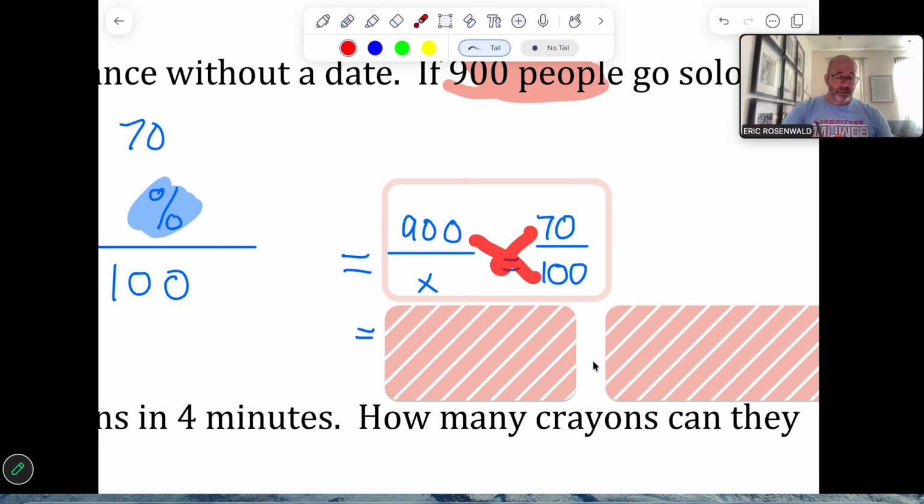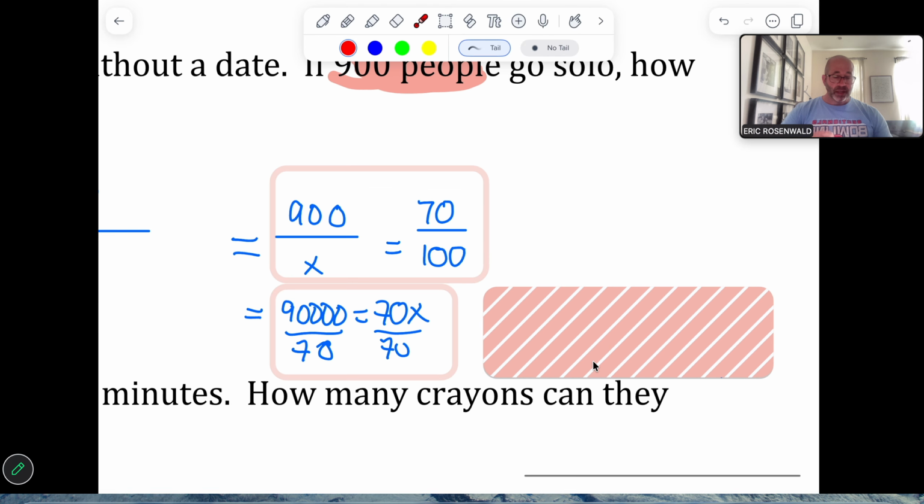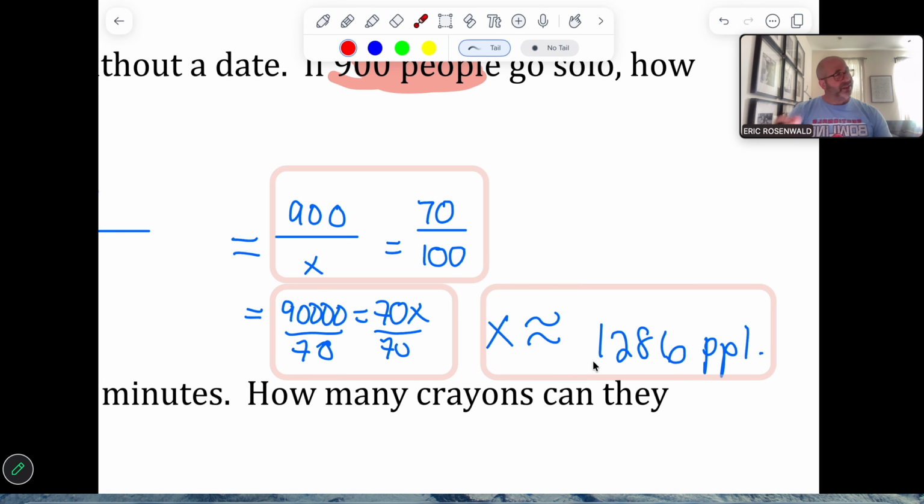Now to solve these problems, remember what you're going to do. You always just cross multiply. This goes back to algebra 1 right here. Cross multiply, we get 90,000 is equal to 70x. Divide both sides by 70, and we end up with approximately, we get a decimal, it's like 1,285 point something. We don't really have portions of people, so we go ahead and round it up to the nearest whole person, which means it's about 1286 people. These double squigglies right here, that's the symbol that we use when we're saying approximately equal to.